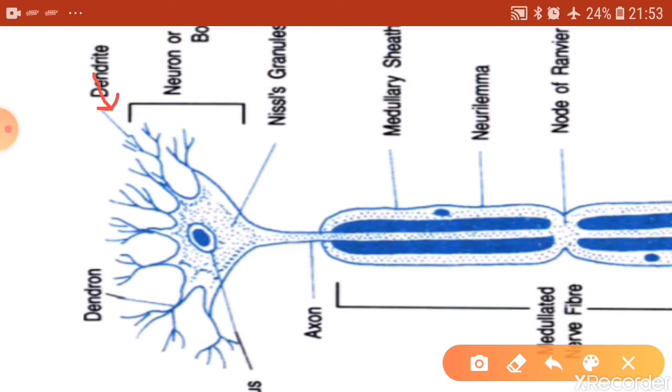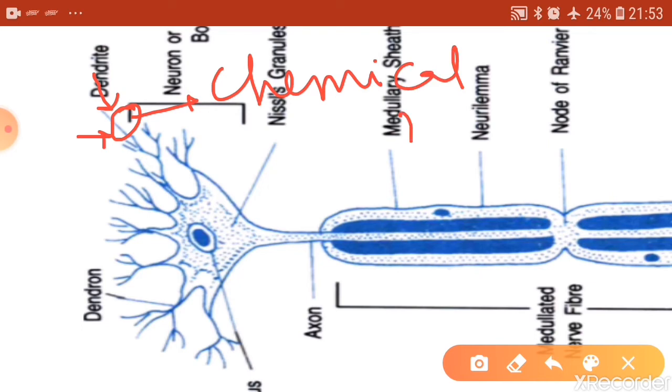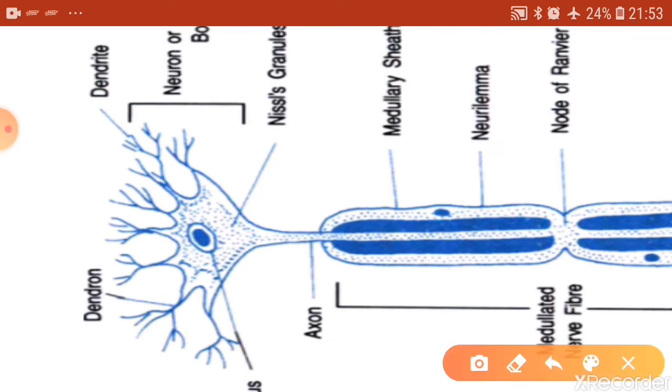So when the dendrite tip receives the information, at the point where the information is received, a chemical reaction occurs. Because of this chemical reaction, an electric current is generated. Now this electric current that is generated is the nerve impulse.